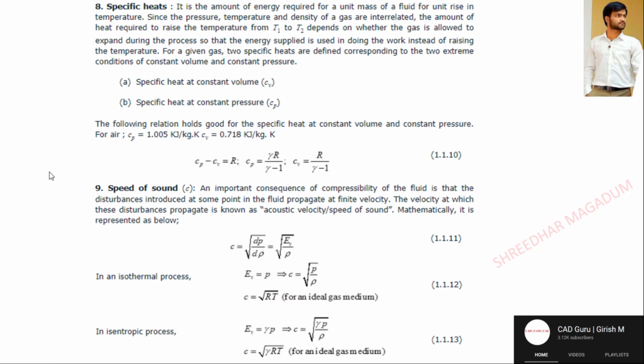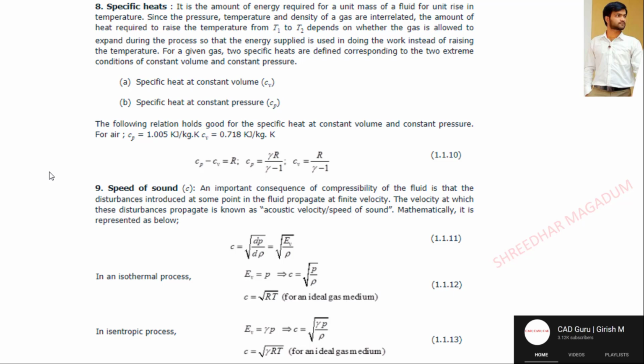If I consider the specific heat, it is the amount of energy required to raise a unit mass of a fluid by a unit rise in temperature. If I consider any fluid, for the unit mass of that fluid, the energy to raise the temperature by a unit value is known as the specific heat. Okay, the rise in temperature might be T2 minus T1, the highest and lowest temperature. So specific heat has two extreme conditions, with respect to constant volume and constant pressure, Cp and Cv.